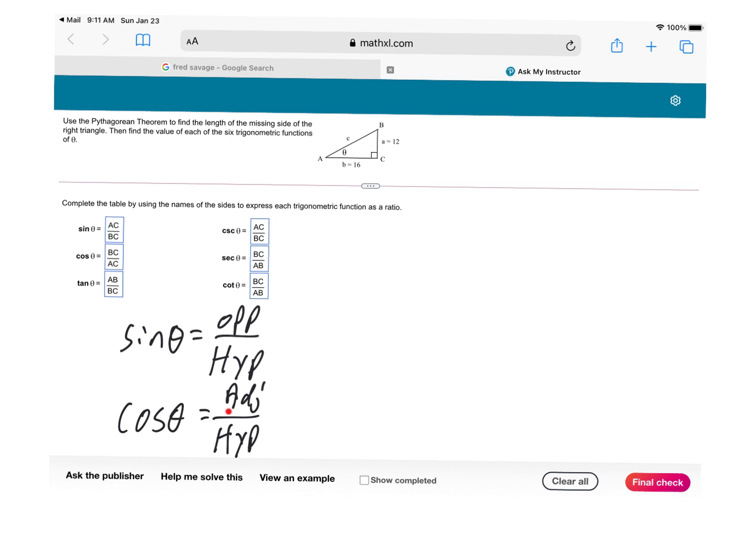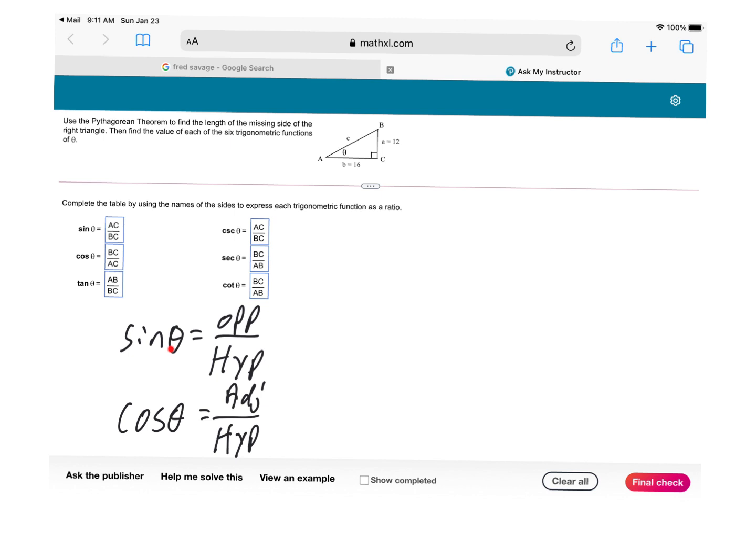The book's really well written. I'd recommend you read through this section 1.2. It presents it really well. In the section, they'll give you the definition of each of the 6 trig functions.